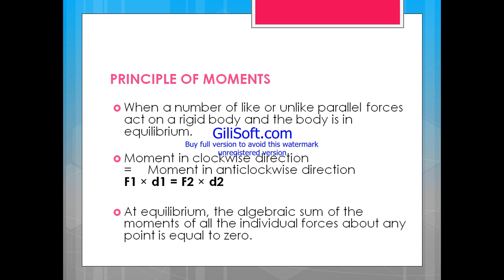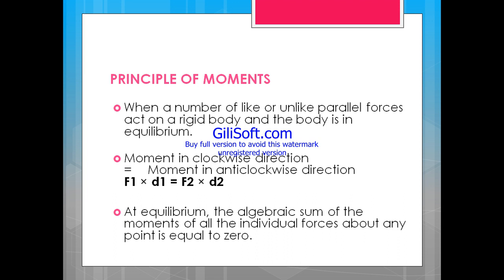When a number of like or unlike parallel forces act on a rigid body and the body is in equilibrium, the moment in the clockwise direction is equal to the moment in the anti-clockwise direction. That is, the moment of a force or moment of a couple, M, is equal to F into d. We have two directions: one is clockwise, another one is anti-clockwise.